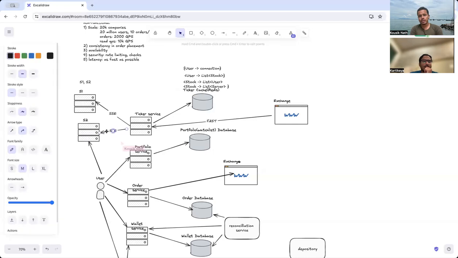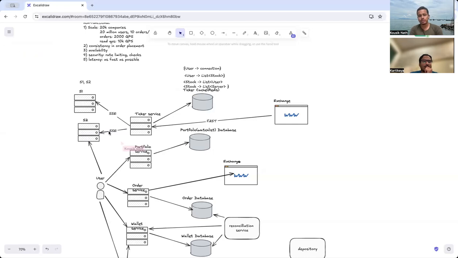So the ticker service might send the server S1 that for user one, these are the ticker details. And now S1 knows user one is connected to which connection ID, so it can simply stream the data to the connection, right? So all this S1, S2, they just manage user to their own connection ID, and the ticker service manages which host each user is actually connected to.